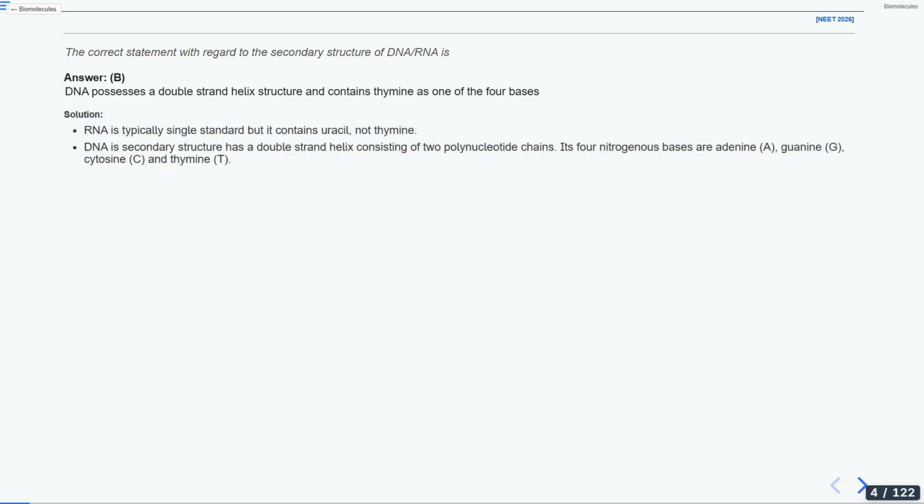So RNA is typically single strand. We know it very well. It contains uracil. Thymine is absent in RNA, whereas DNA has a double strand helix structure in which we have 2 polynucleotide chains. So DNA has 2 polynucleotide chains and they are joined together by hydrogen bonding. So the 4 bases are adenine, guanine, cytosine, and thymine: A, G, C, and T. Moving on to the next question.